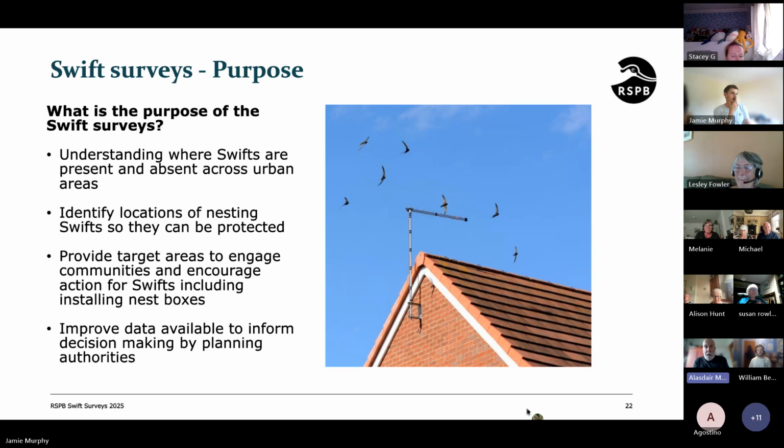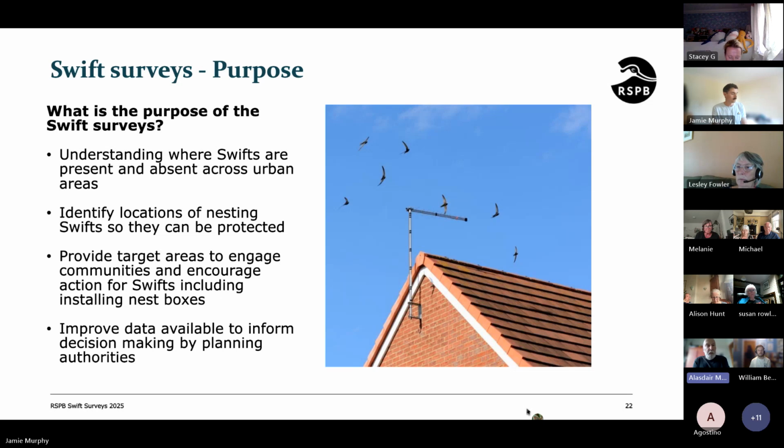The other reason we want to find where they are nesting is so that we can try and ensure that those nesting sites are protected, so that if any kind of work's going on, any renovation work or insulation work, we can protect the nests and make sure that they are safe. Another reason for using the tools that we use, like Swift Mapper, and having these records, is we want to involve people in appreciating Swifts and helping Swifts, and getting them to go out and just look for them and be aware of them is really, really important.